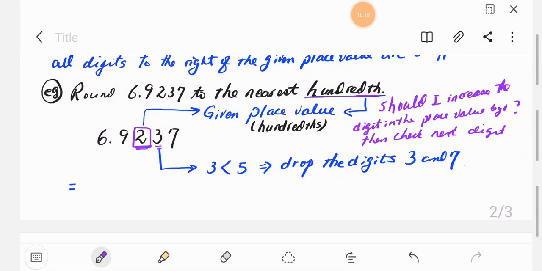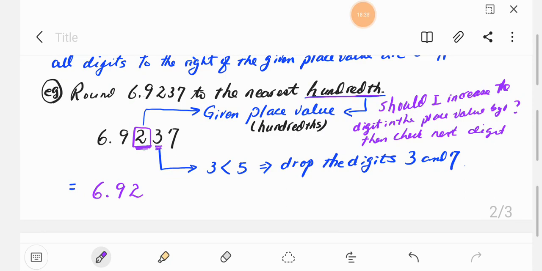Okay, then check the next digit, 3. And 3 is less than 5, then leave it. Do not increase this number 2. Leave it, and then drop all others. So the answer will be 6.92. Done. Right, done. So what if this number is greater than or equal to 5?